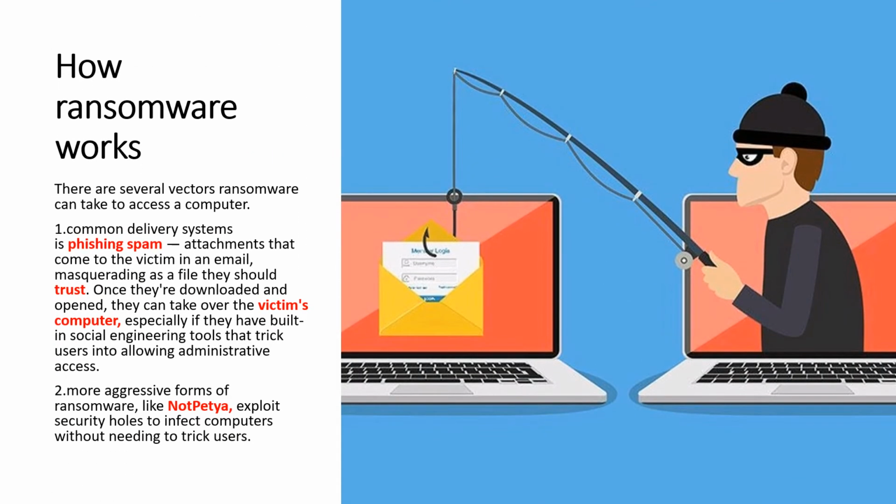There are several vectors ransomware can take to access a computer. One common delivery system is phishing spam: attachments that come to the victim in an email, masquerading as a file they should trust. Once they're downloaded and opened, they can take over the victim's computer, especially if they have built-in social engineering tools that trick users into allowing administrative access. Two, more aggressive forms of ransomware, like NotPetya, exploit security holes to infect computers without needing to trick users.